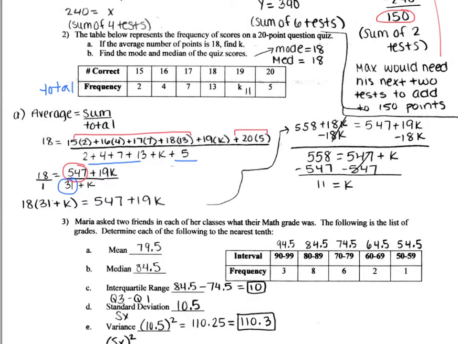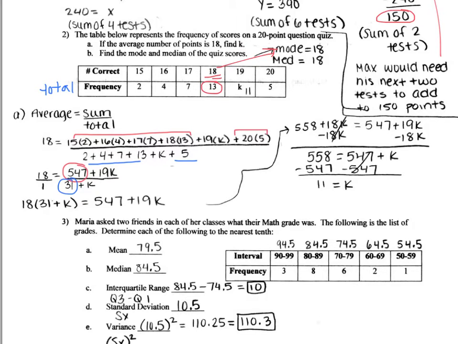Okay, so now what we have to do is find the mode and the median. The mode is easy to find because the mode is the one that appears the most, or the one that's most frequent. And the one that's most frequent is the one that has a frequency of 13. So the mode is actually 18. A score of 18 showed up the most.